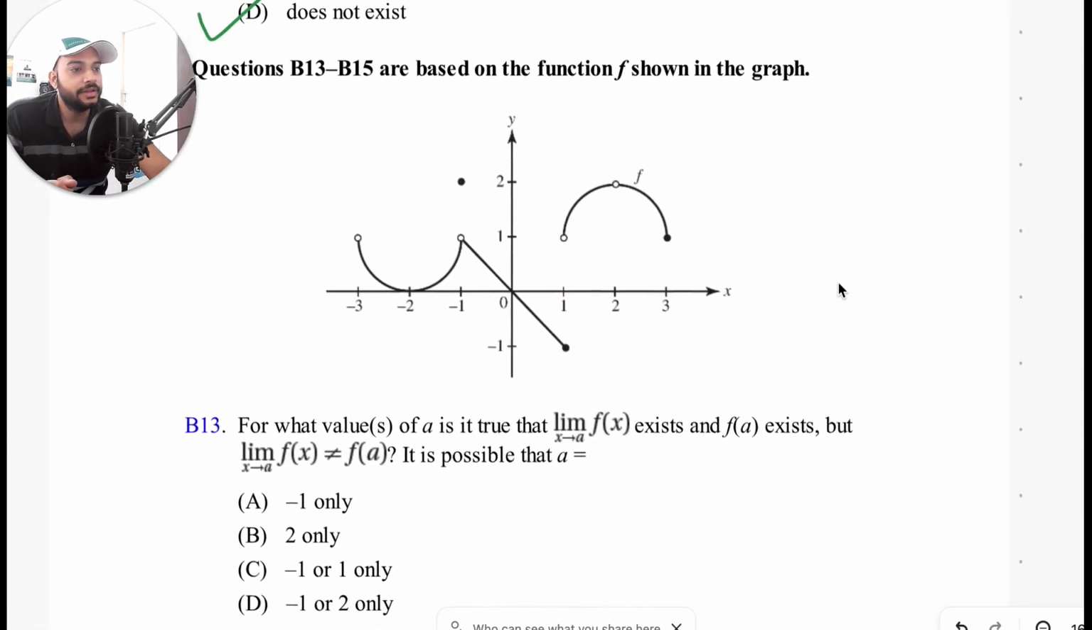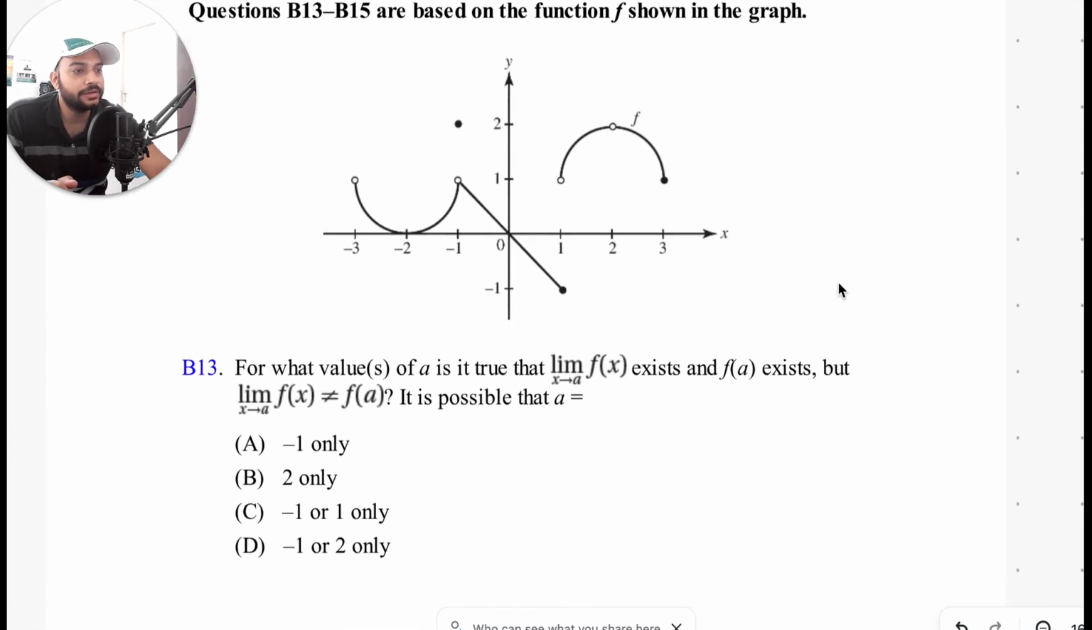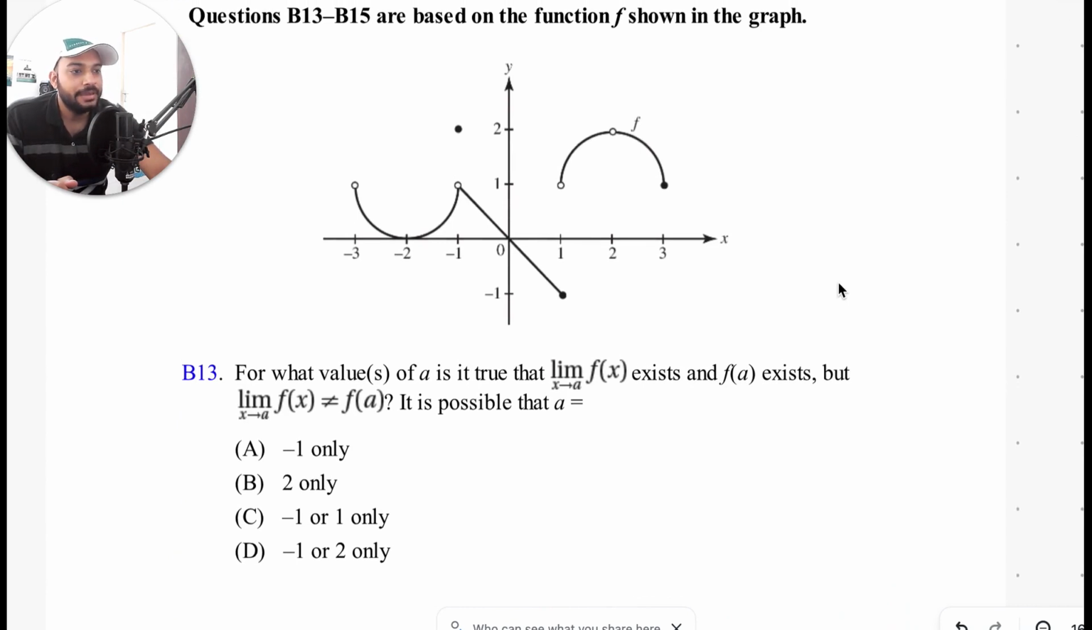Questions number 13 to 15 are based on the function f shown in the graph. Okay. B13. For what values of a is it true that limit of x tending to a f(x) exists and f of a exists, but limit of x tending to a f(x) is not equal to f of a? It is possible that a is equal to, okay, for what value of a we need to find that the limit exists, f of a also exists, but they're not equal. Okay, so let's see.